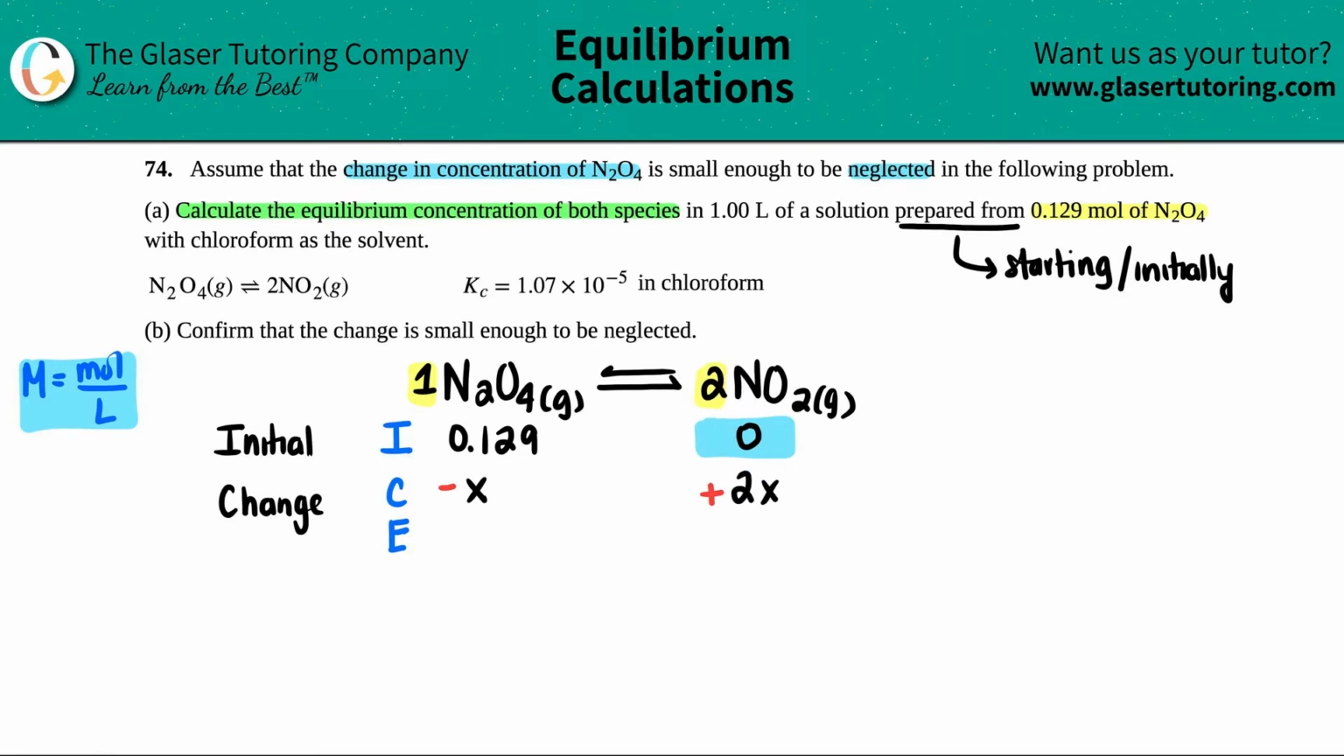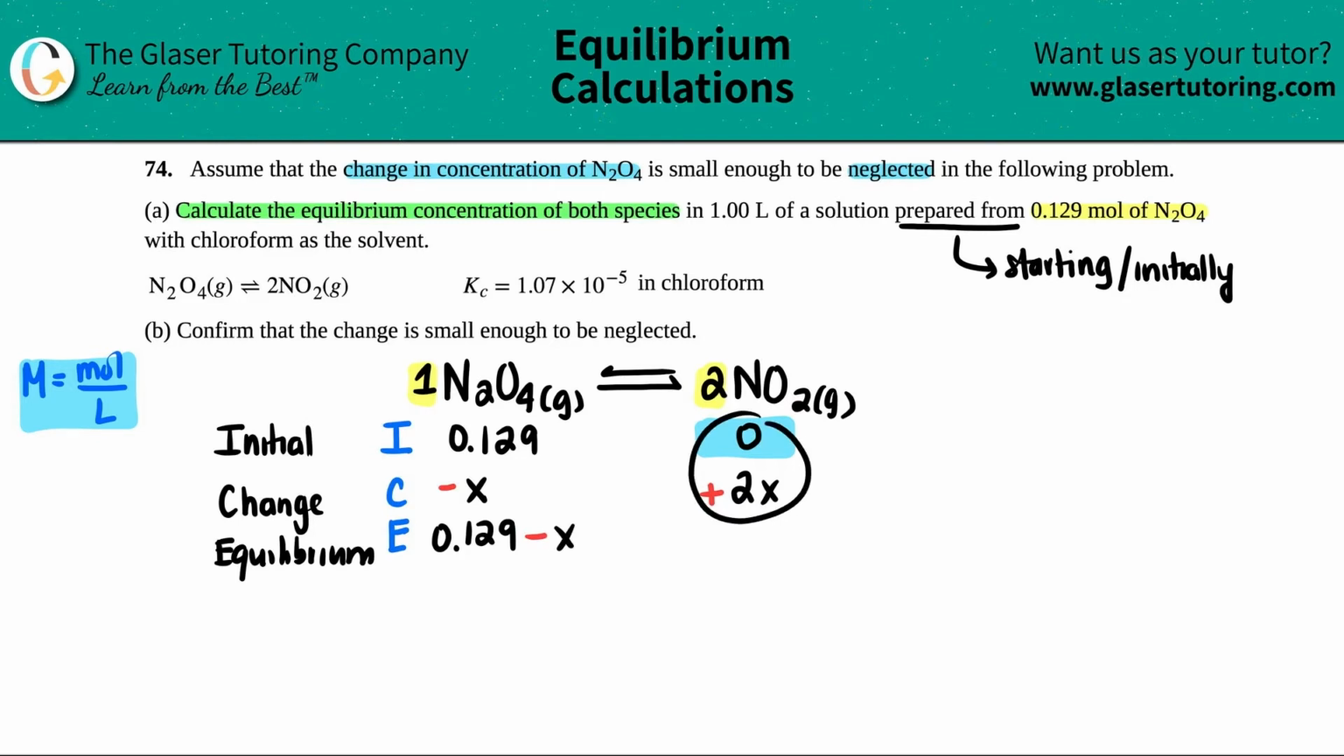And now your E, which stands for equilibrium, is the combination of your initial and your change. You're basically coming to equilibrium. So you just basically sum this all up. It would be 0.129 minus x.